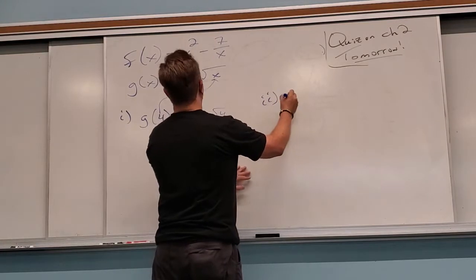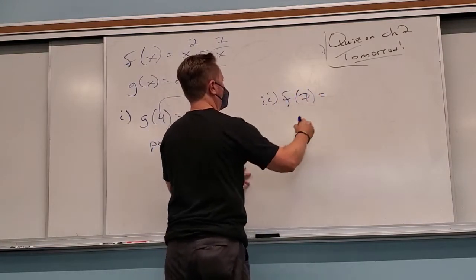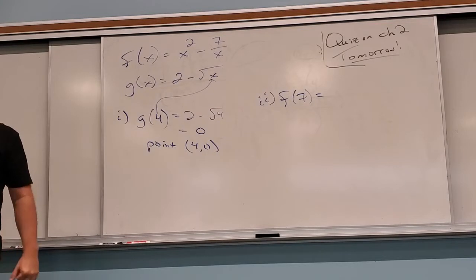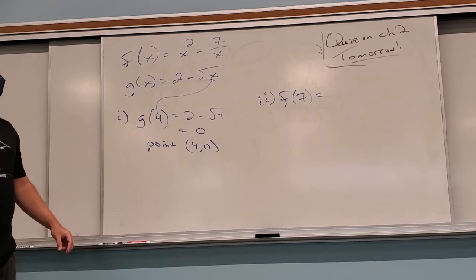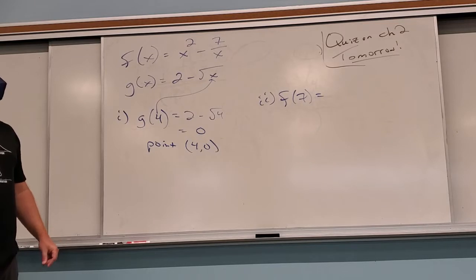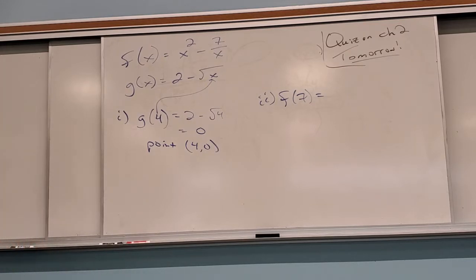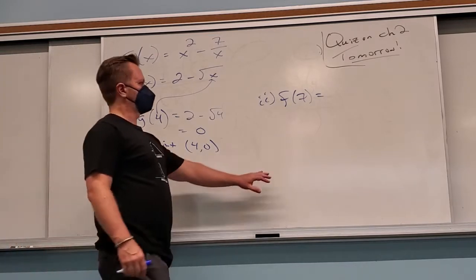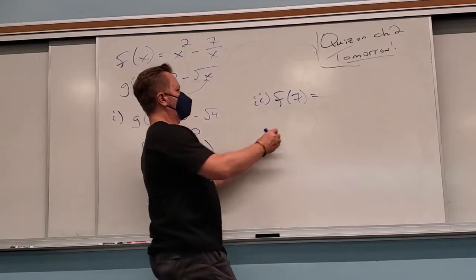So here, you guys help me out. We'll do the one I just said a minute ago. It's f of 7. Don't say anything, just do it real quick. All right, what do you guys get?